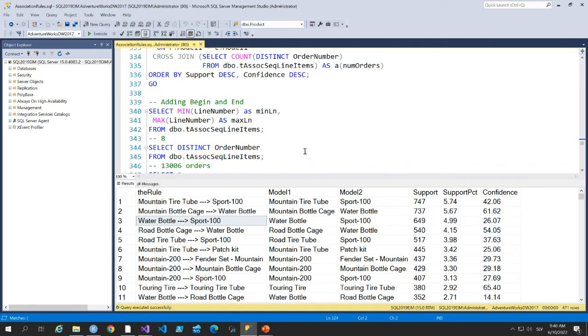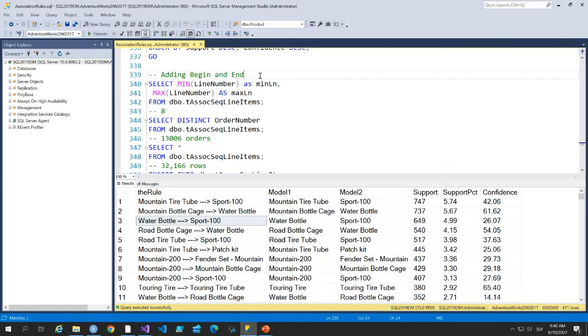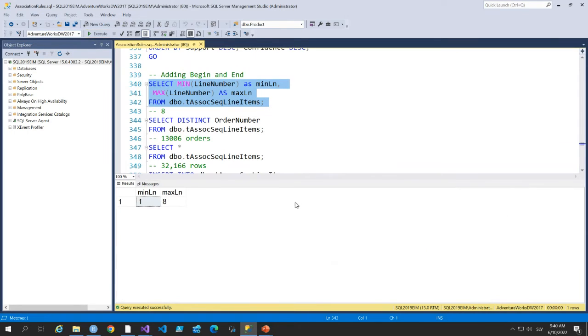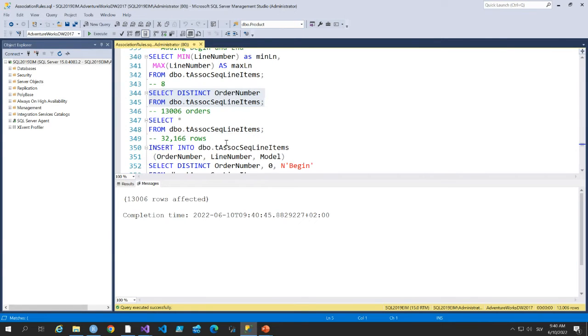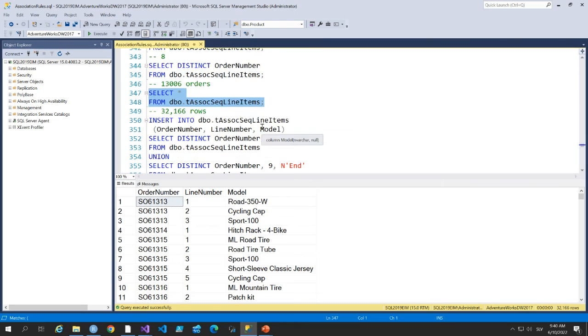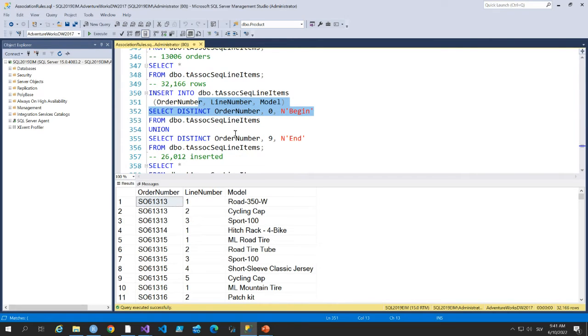And we have another way how to look at these articles, products. So let's search for minimal and maximal line number. So minimal is 1, maximal is 8. If you remember, we have 13,000 orders. This is just to check the number of rows. So I will add 13,000 begins and 13,000 ends to all of these line items. So to every single line item, I will just add line item 0, which will be begin, and line item 9, which will be end.